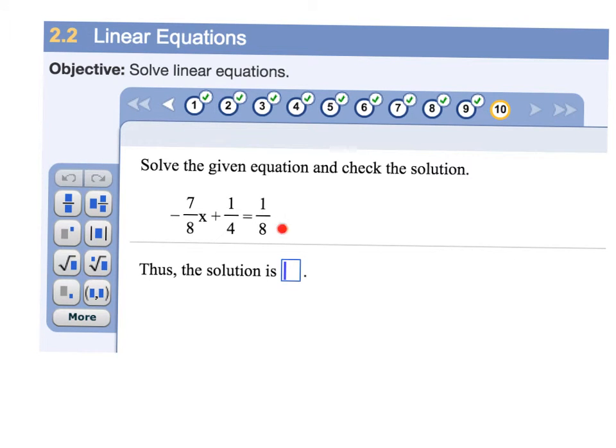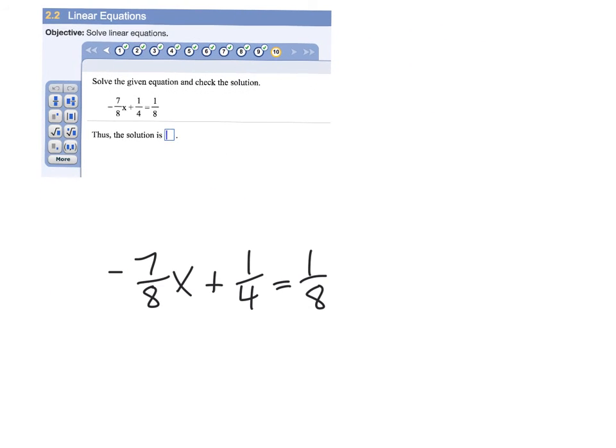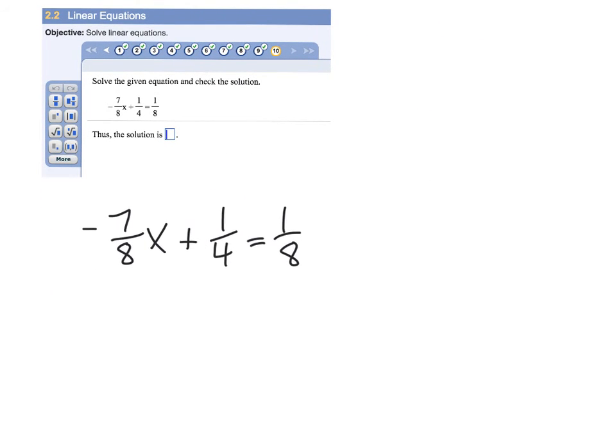We have solving an equation, but this time it's got fractions. And really, I don't want you to be afraid of fractions. I want you to know that fractions are the exact same thing as numbers, just plain old boring numbers. They just look a little different. All right, so here's our equation.